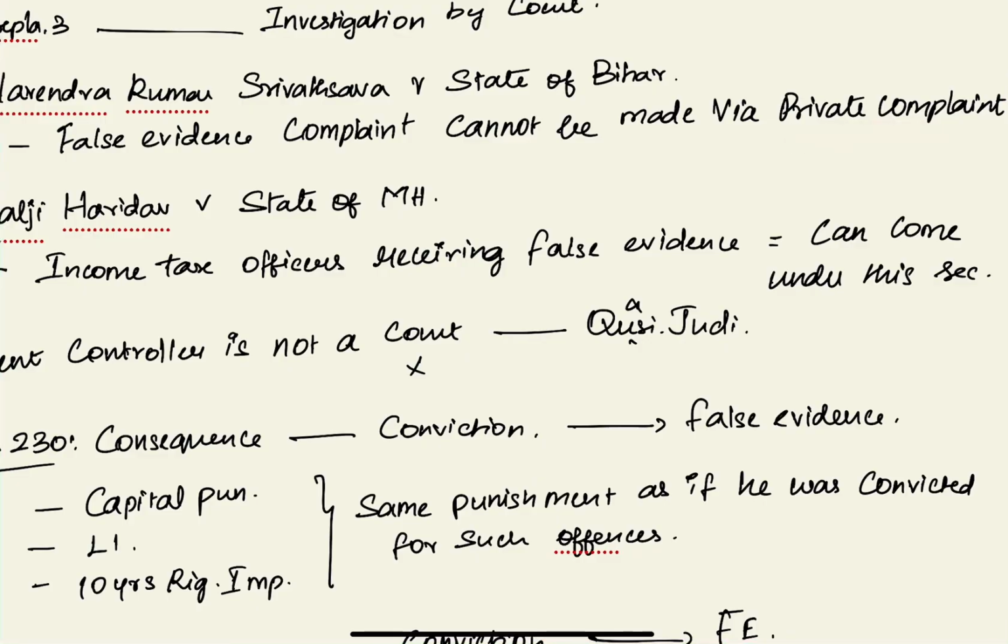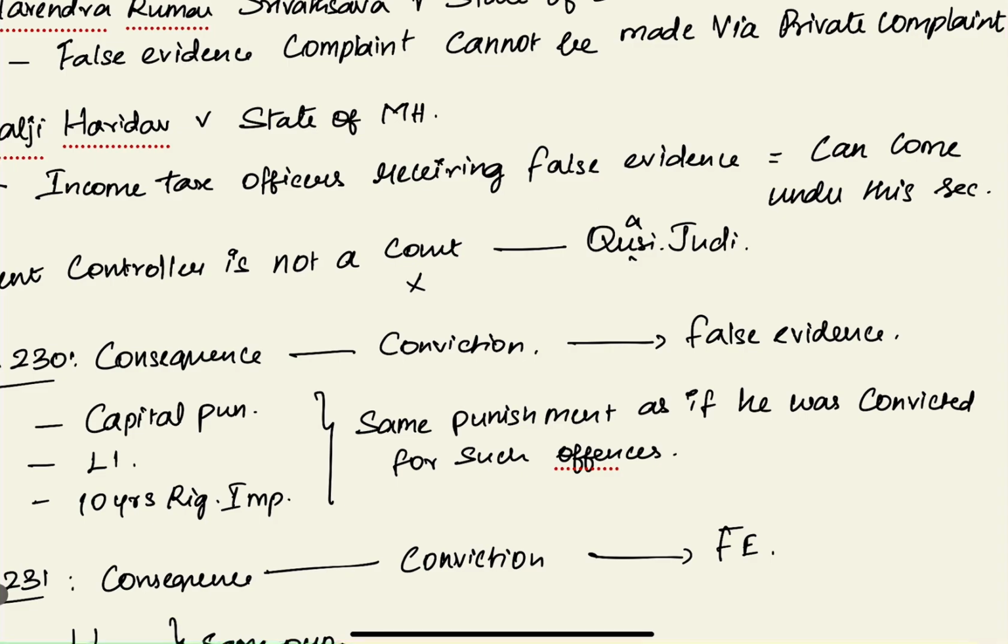Lalji Haridav versus State of Maharashtra. In this case, income tax officials can also be covered under this particular section, so they can also be construed as judicial proceedings, and persons who give false evidence in income tax proceedings can be made liable. But it is important that a rent controller will not be covered under the term judicial proceeding because they are quasi judicial in nature.